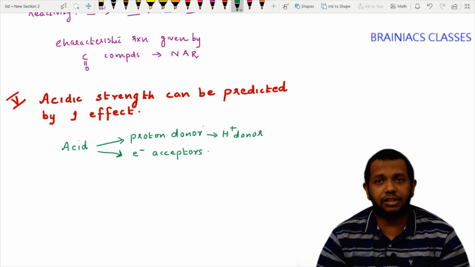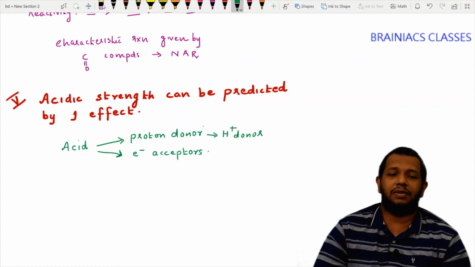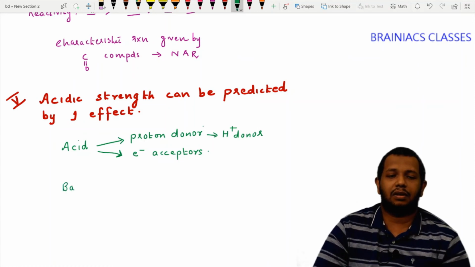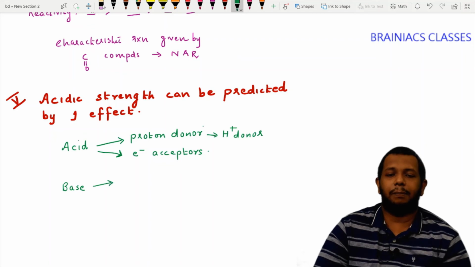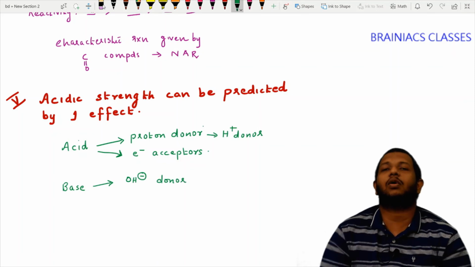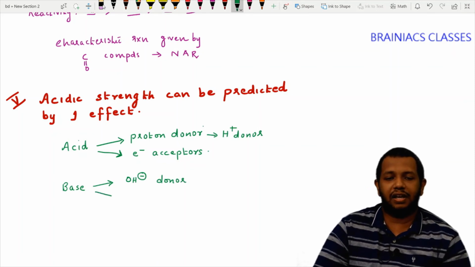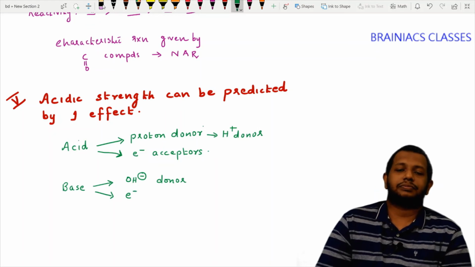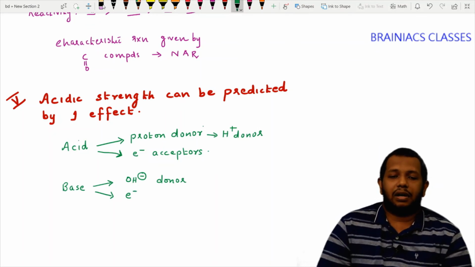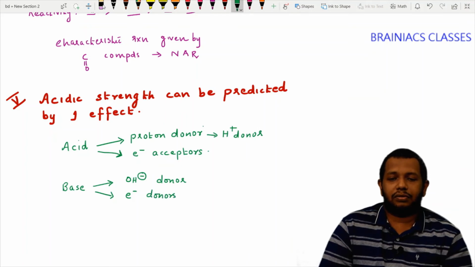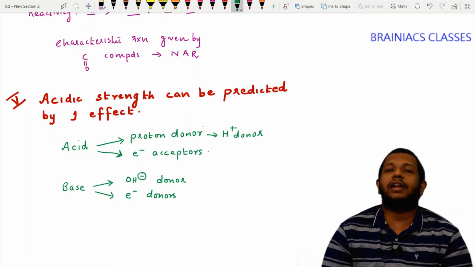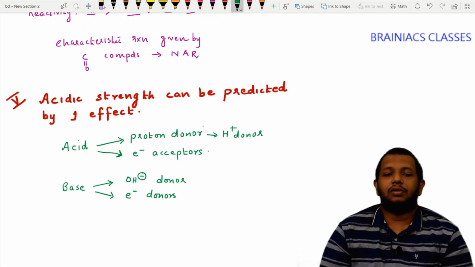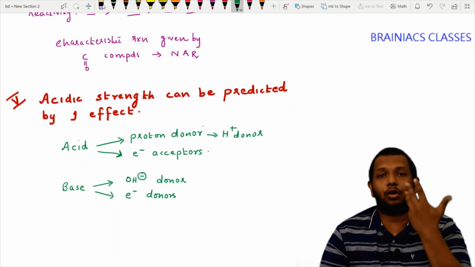Either you can use the definition H plus donor or electron acceptors. And what is basically a base? How can you define a base? A base is an OH minus donor, which can donate hydroxyl ion. Or we can say the other way, they are electron donors. Who can donate electrons are also called base. So acid is an electron acceptor and base is an electron donor basically.